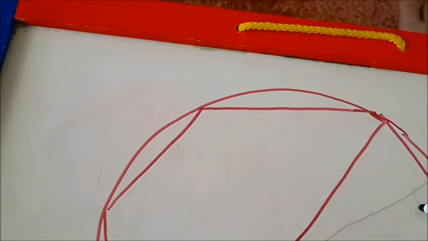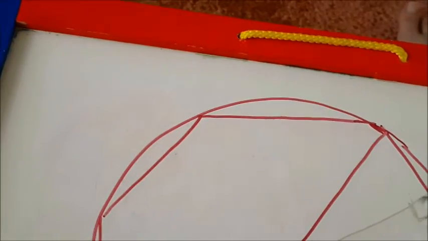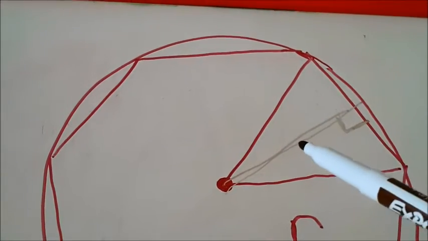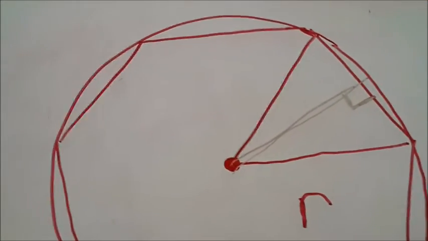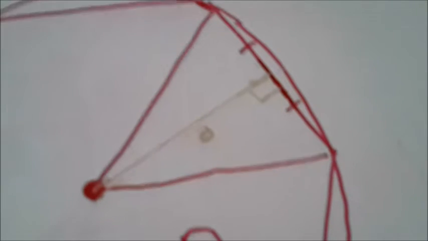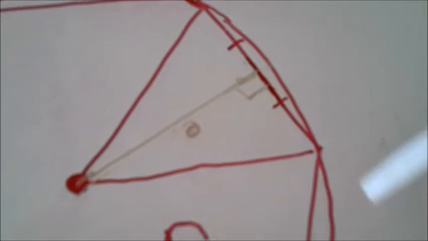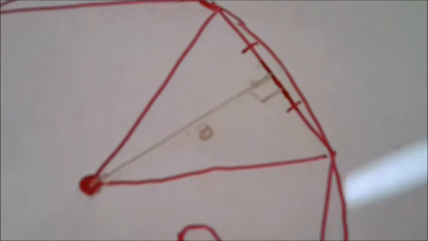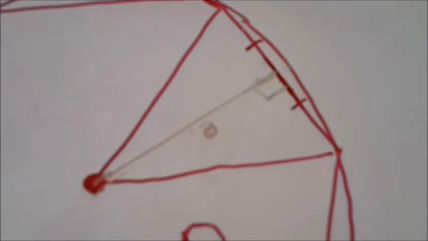This is the apothem. It forms a 90-degree angle. That means when this apothem is not known, you can use trig functions to find it. The apothem also hits directly in the middle of a side. Hence, this part and this part are congruent.